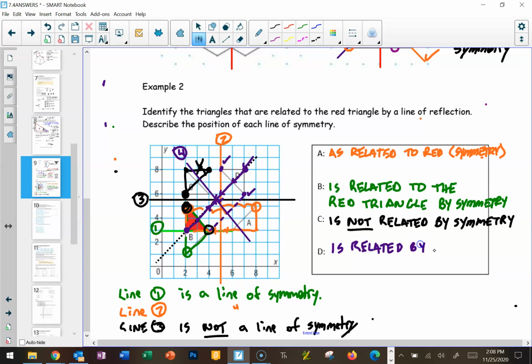Even though it's the one that's the furthest away from the original red one, we were still able to draw a line. My line's not perfect, but we were still able to draw that purple line that, when used as a fold line, reflected the red triangle perfectly. So it is a line of symmetry.